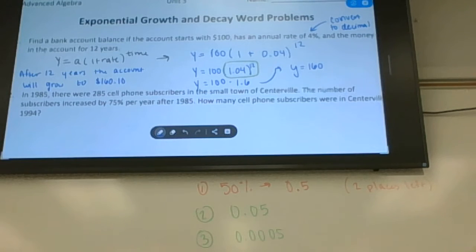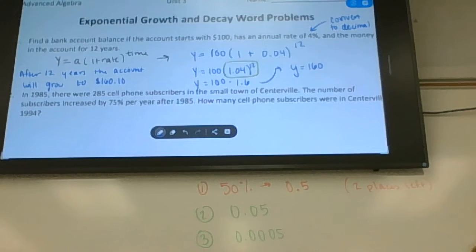All right, so back in 1985, I got in the hugest argument with a class about this. There were 285 cell phone subscribers. My argument was, when I was a kid, people didn't have cell phones, and they didn't believe me. Someone said in the 90s their parents had cell phones, and it wasn't until the late 90s. It was a big argument.